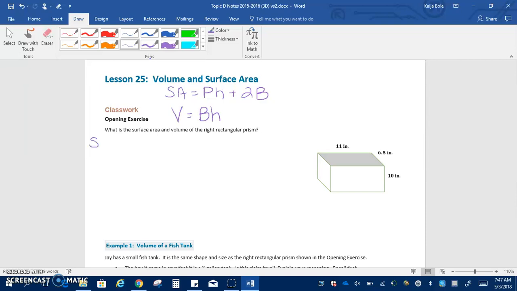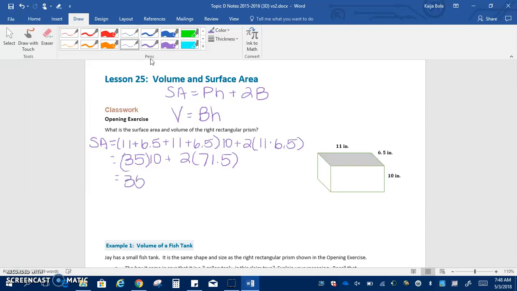So we can start with surface area, and I'm just going to use that shaded region that they have on the top here as my base. So my perimeter would be 11 plus 6.5 plus 11 plus 6.5 times my height, which is 10, and then plus 2 times 11 times 6.5 for my area. Right, so when I add all of these up, my perimeter ends up being 35, so it's going to be 35 times 10 plus 2 times 71.5.